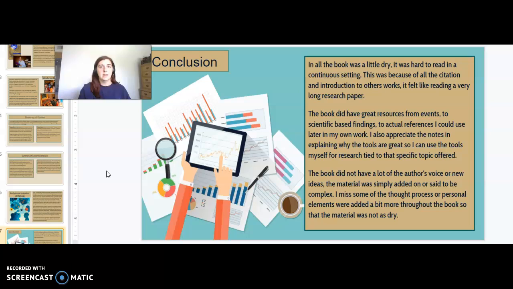While I did not enjoy reading it as much, it had great resources. So if I was using it for a resource tool, I probably would have found it a lot more productive and easier to go through. But I had read it from beginning to end, and that was, again, very dry. So definitely a good resource tool, maybe not a good entertainment.